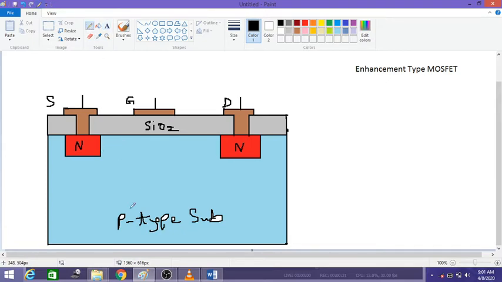The main difference you can see from the depletion type MOSFET is the substrate. Here we are talking about the N channel enhancement type MOSFET. So the base substrate will be of P type material, on which we diffuse two N type materials, one here as well as on the other side. This acts as a source and this acts as a drain. The source might be lightly doped and the drain might be heavily doped. But one important thing you have to notice is that there is no formation of the channel during the construction.